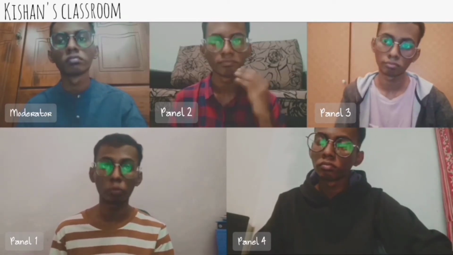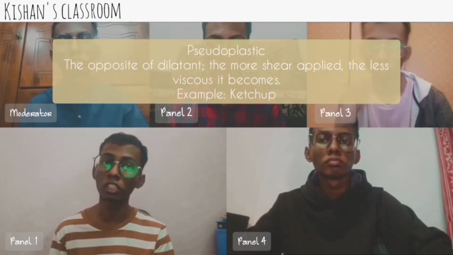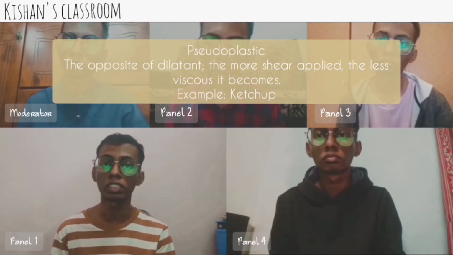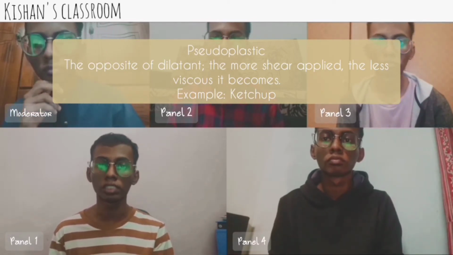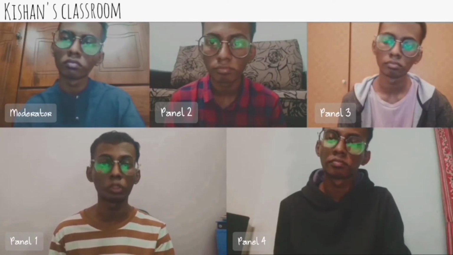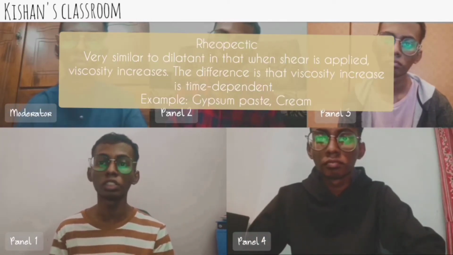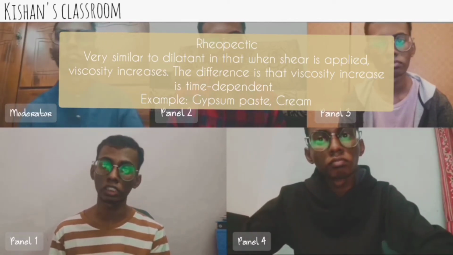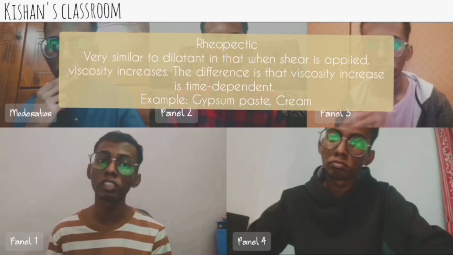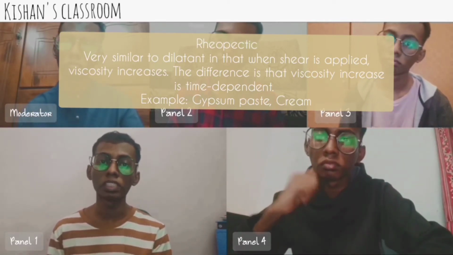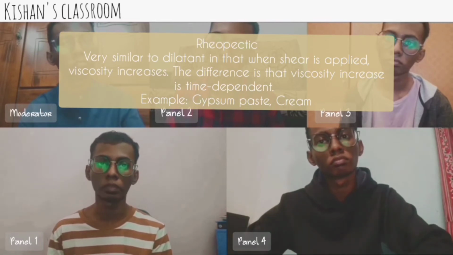The next behavior is pseudoplastic. Pseudoplastic is the opposite of dilatant. The more shear stress is applied, the less viscous it becomes. Example is ketchup. The another behavior is rheopectic, which is very similar to dilatant in that when shear is applied, viscosity increases. The difference here is that viscosity increase is time dependent. Example is gypsum paste and cream.